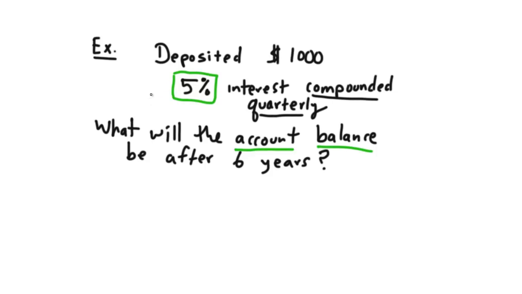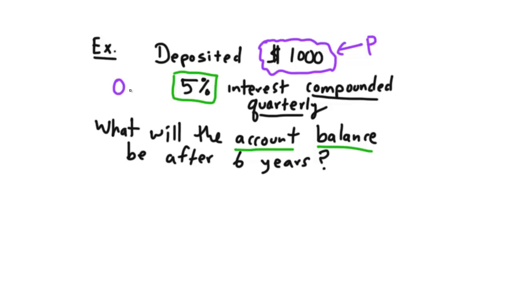Alright, so let's take a look at an example. Let's say you deposited $1,000 into a bank account and the bank gives you 5% interest compounded quarterly. Okay? And the question is, what will the account balance be after 6 years? Alright, so what we want to do is determine what the capital P is. Since you deposited $1,000, the capital P is this here. Okay? And the interest rate, it's 5%.